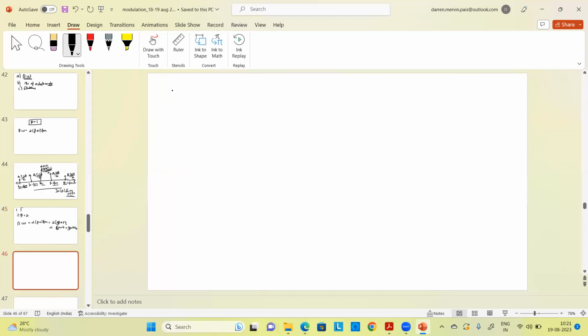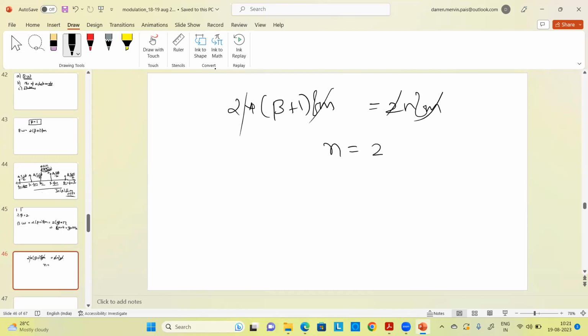And then the next thing is that we have the number of sidebands n. So n is equal to beta plus 1, and the bandwidth is 2 into n into Fm, which is 60 kilohertz. It's 2 times (beta plus 1), still 3.